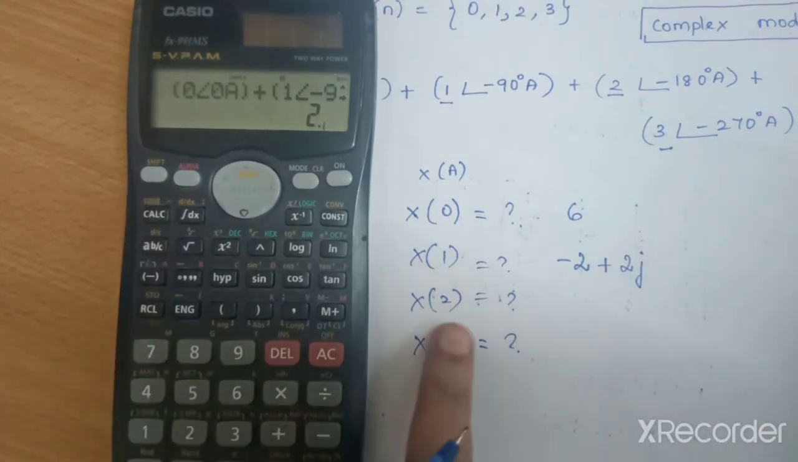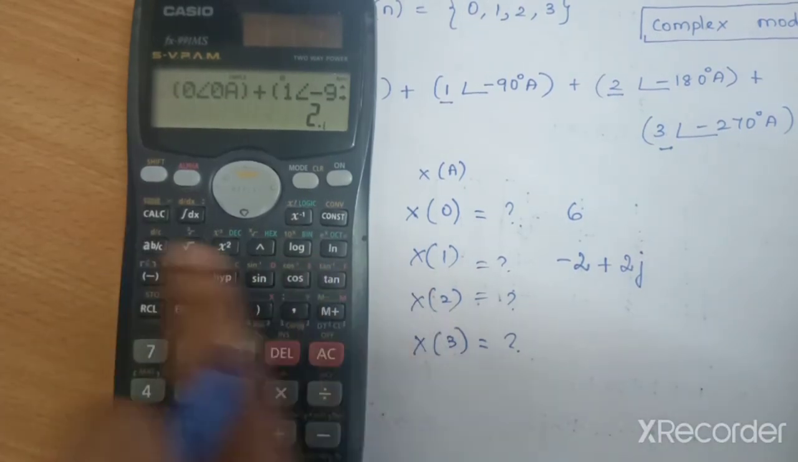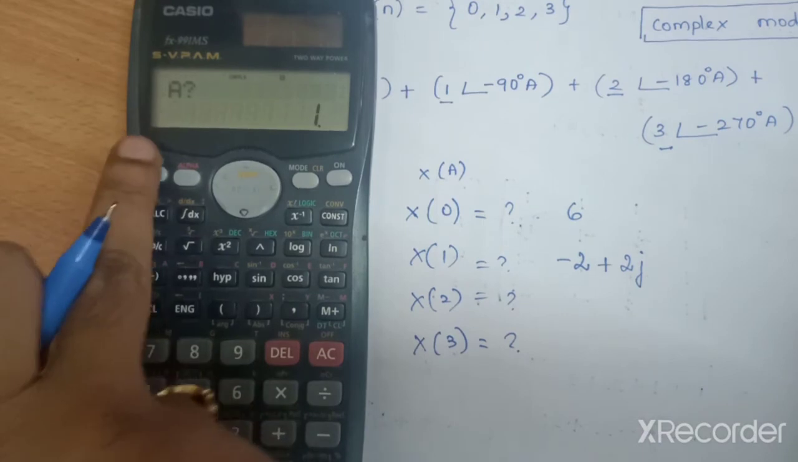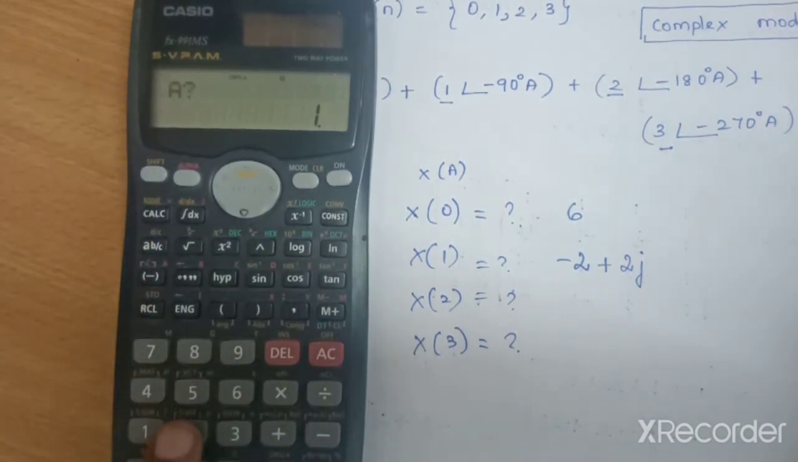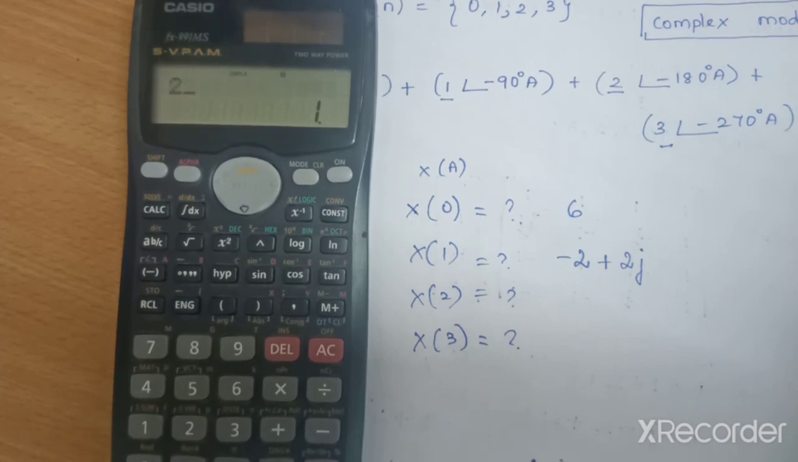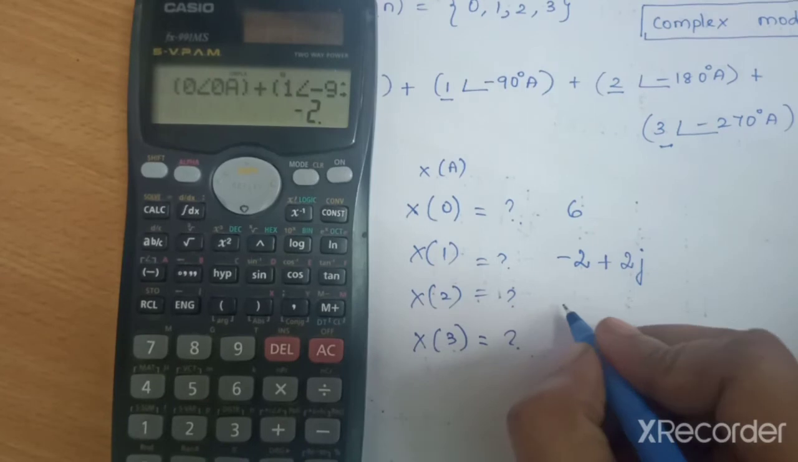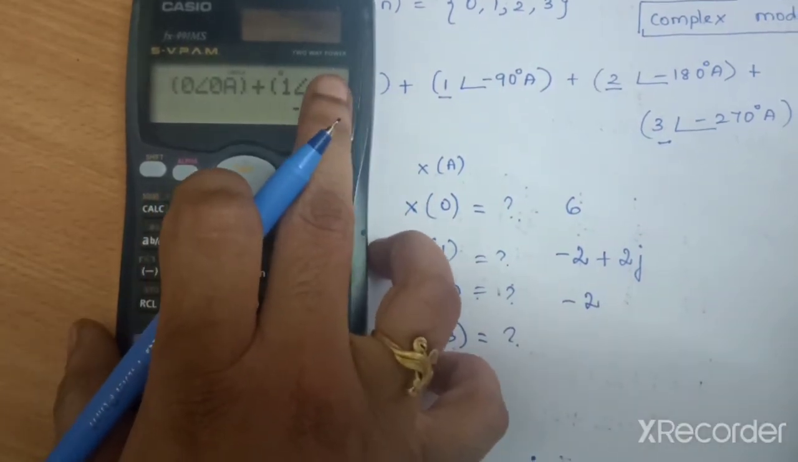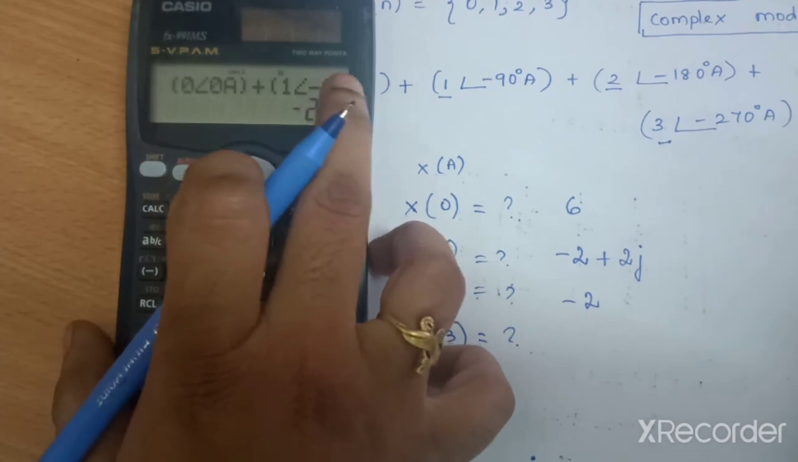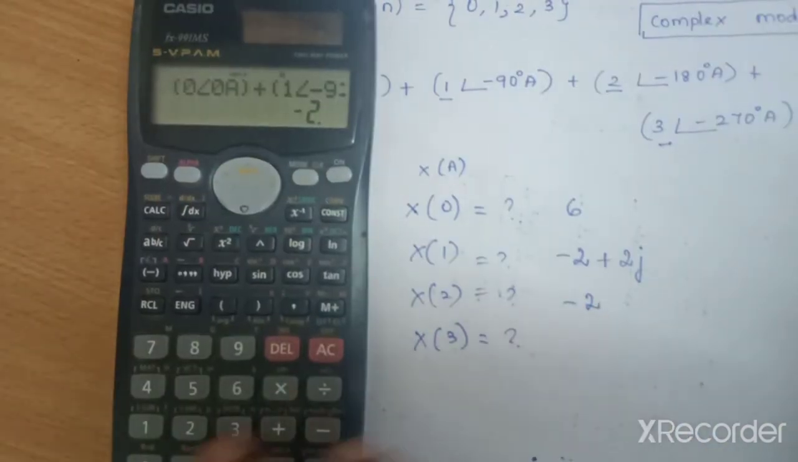Next you have to find the value of x of 2. So press CALC, and it will ask what is the value of A. So you press 2 and then equal. So the value will be minus 2. Note that here we don't have any imaginary value, so it doesn't show any imaginary part.